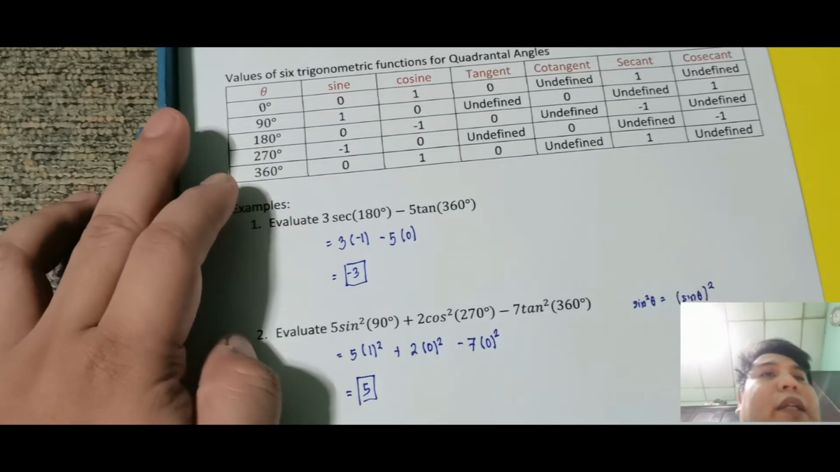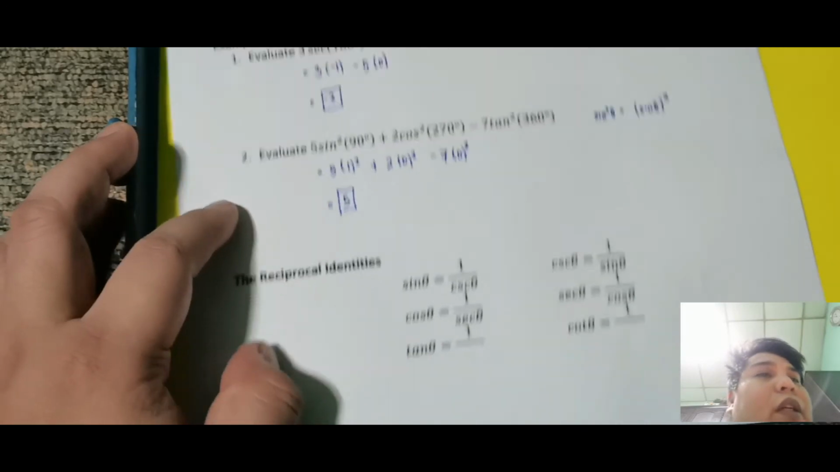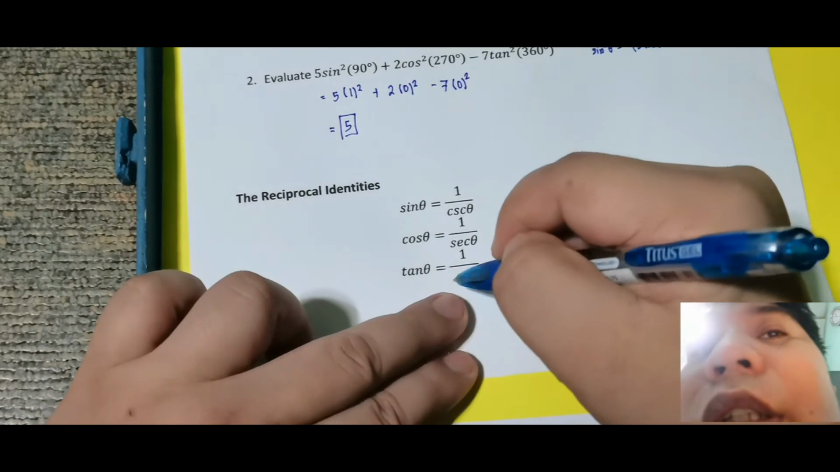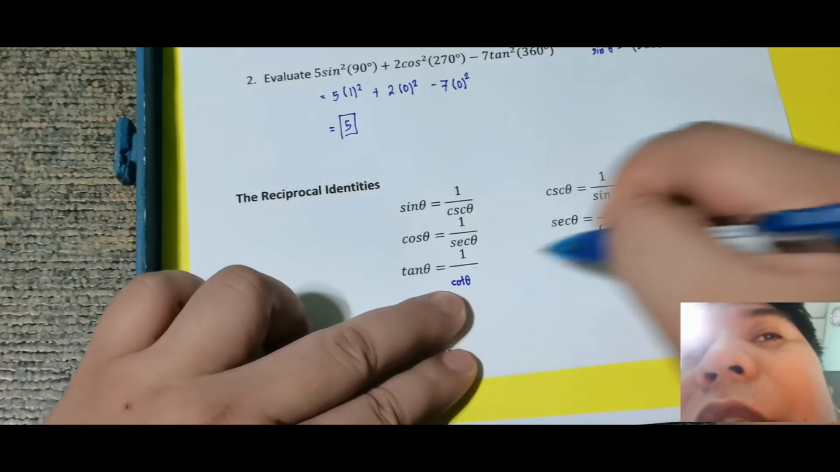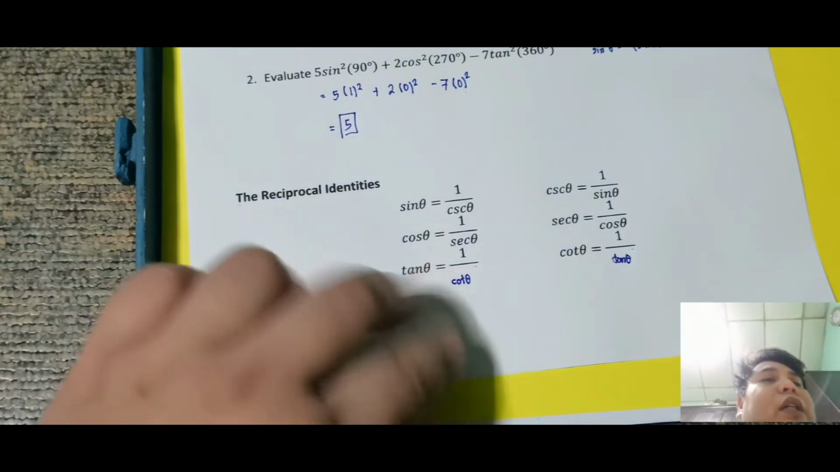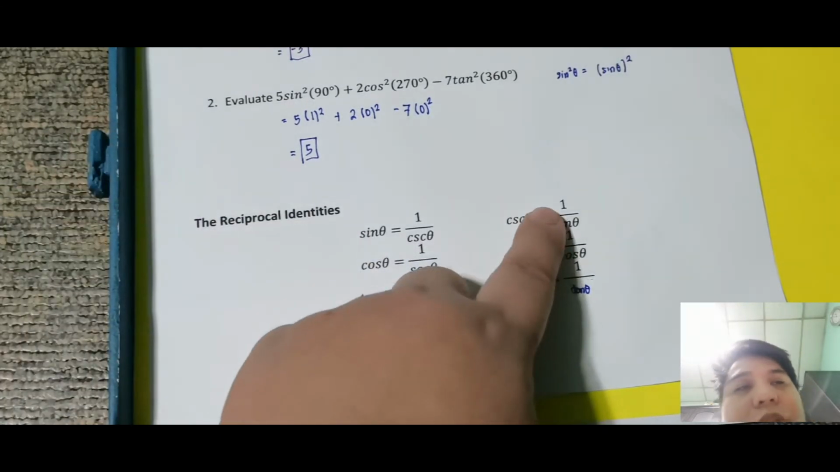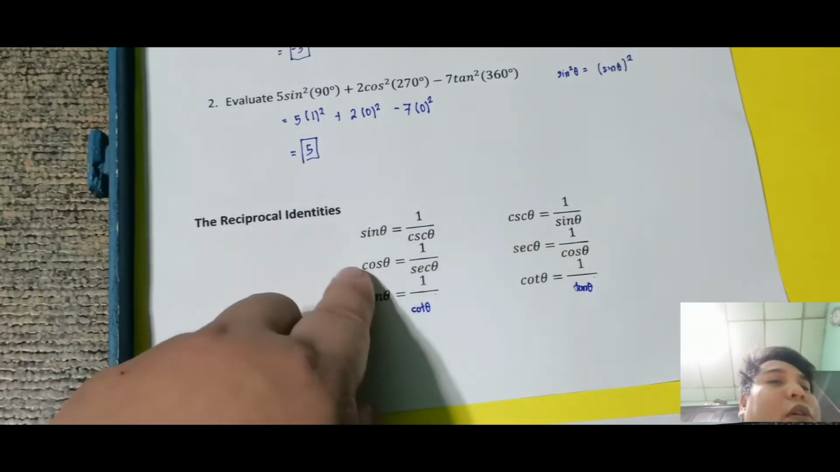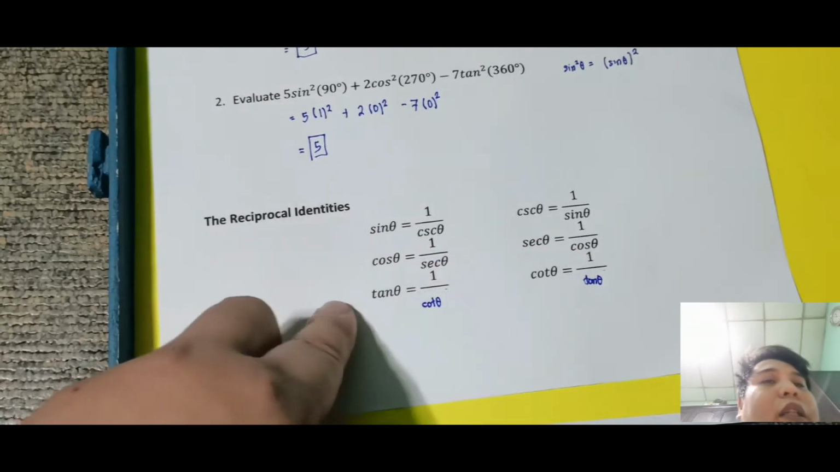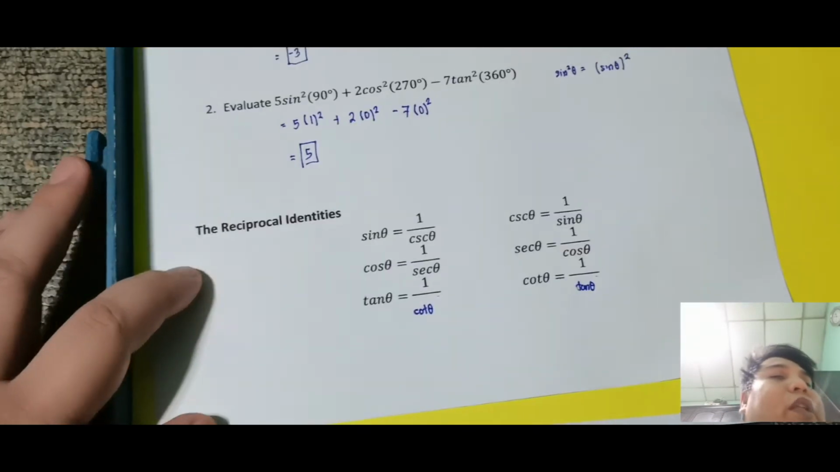Pwede mo ma-memorize. Madali lang naman talagang ma-memorize, to be honest. Okay, so let's have the first identity para sa ating trigonometry. Sorry kung hindi ko nasulat dito. So lagay ko lang dito. This is cotangent theta. This is tangent theta. Okay, this is the reciprocal identity. Sin theta is equivalent to 1 over cosecant theta. Cosecant theta is equivalent to 1 over sin theta. Cosine theta is 1 over secant theta. Secant theta is 1 over cosine theta. Tangent theta is 1 over cotangent theta. Cotangent theta is equal to 1 over tangent theta.